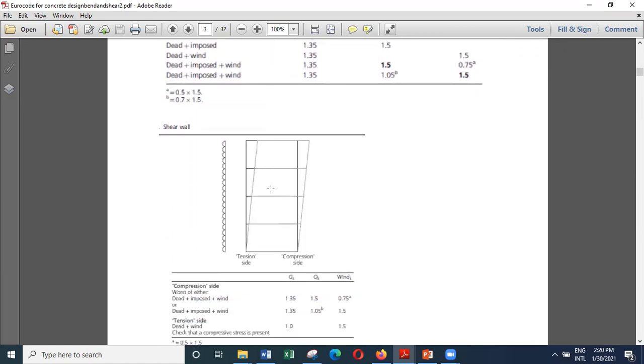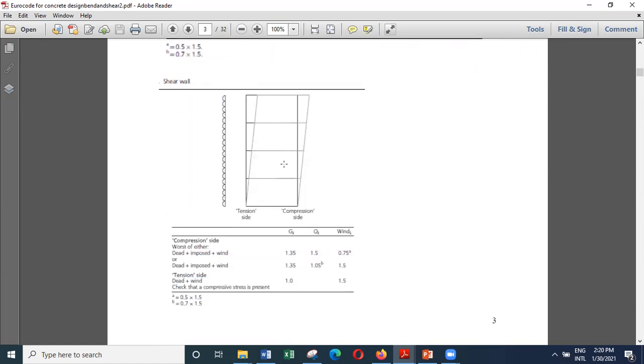Now let's have a look at this particular example of a shear wall. So on this shear wall, when the wind loads are acting from this side, this is a side that can go into tension, and this is a side that will go into compression. Because the load is acting from this direction, there will be a bending moment acting this way, and that bending moment will give compression on this side, tension on this side. So that's what's going to happen.